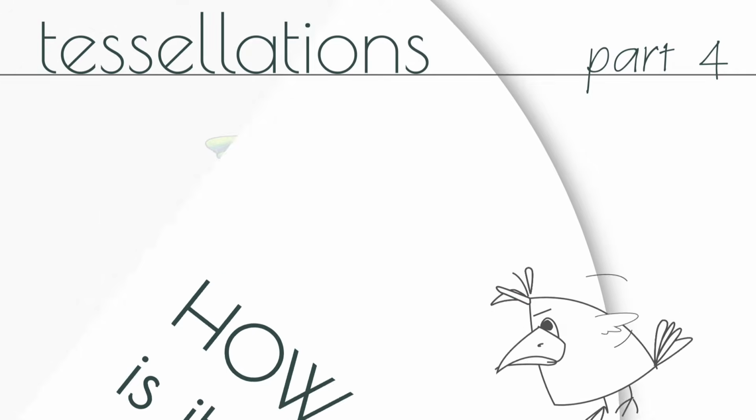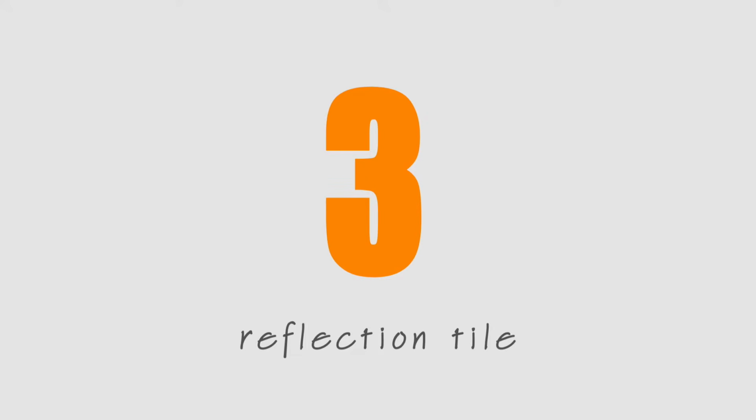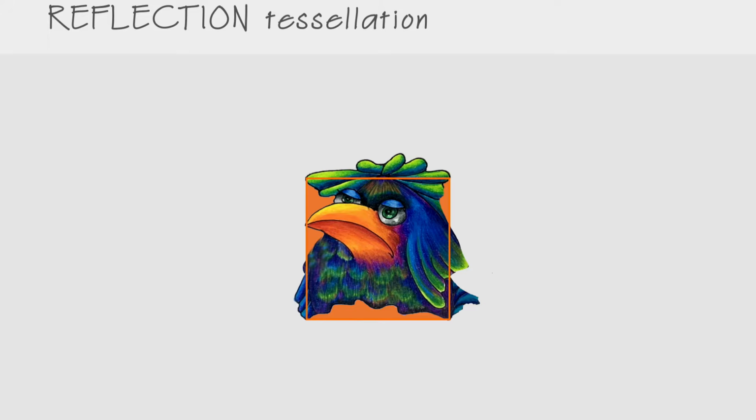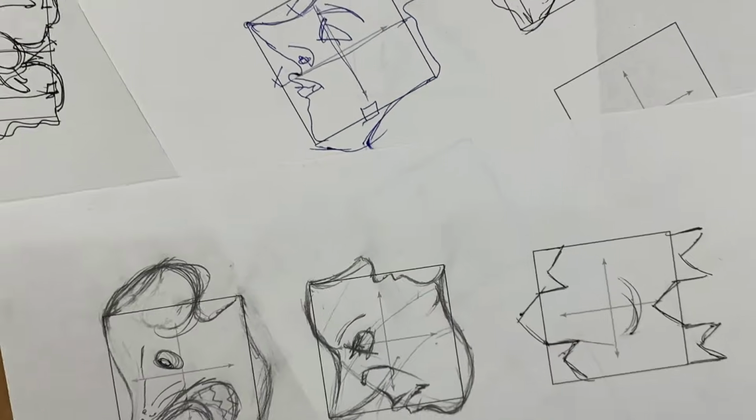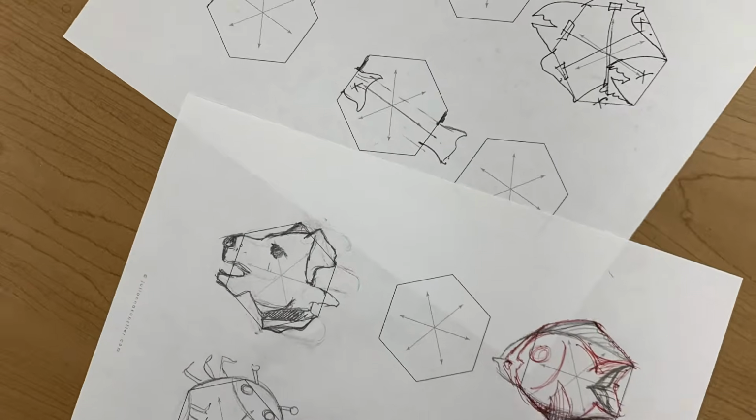Here is the last part of the tessellations tutorials. The third type of tessellations is the reflection method. Reflection method is similar to translation, but with a twist. In addition to sliding a cutout piece, you flip it at the same time. The steps are the same as the other methods.